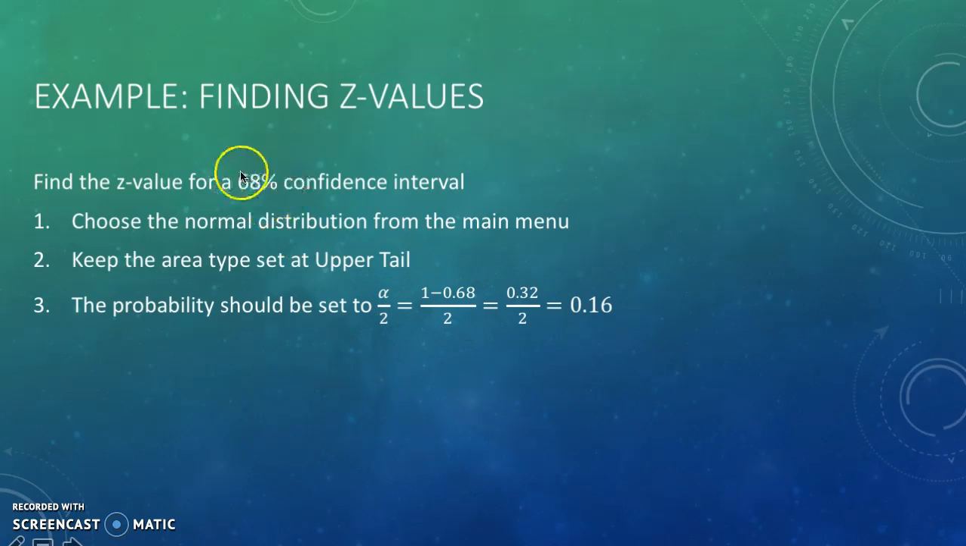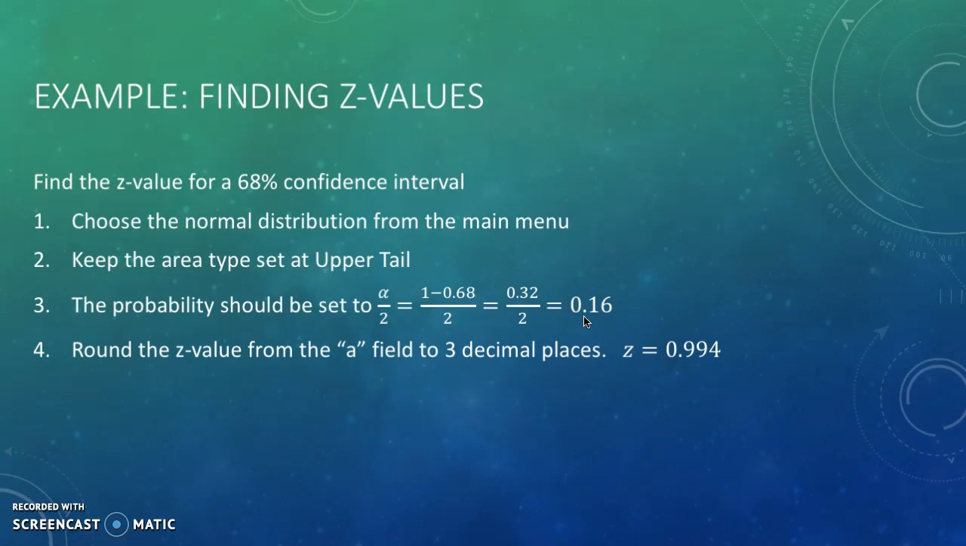Now, I have a 68% confidence interval, which means 32% of the distribution is not shaded in. So that's where this 0.32 comes from. I basically took 1 minus 0.68 or 100 minus 68 and got 32% or 0.32. Divide that in half, so you would have 16% in the lower tail, 16% in the upper tail. We want to put that 0.16 as our probability in StatsMate.